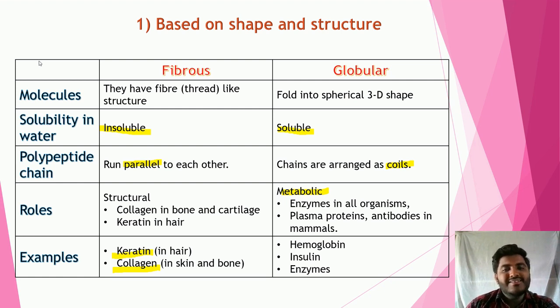So this is the difference between fibrous and globular. Fibrous have a thread like structure. Globular have a 3D shape. Fibrous proteins are insoluble, but globular proteins are soluble in water. The polypeptide chain is parallel in case of fibrous, but in coils in case of globular. Fibrous proteins are helpful for structural determination, and globular proteins are helpful for maintaining metabolic activity. So these are the examples.